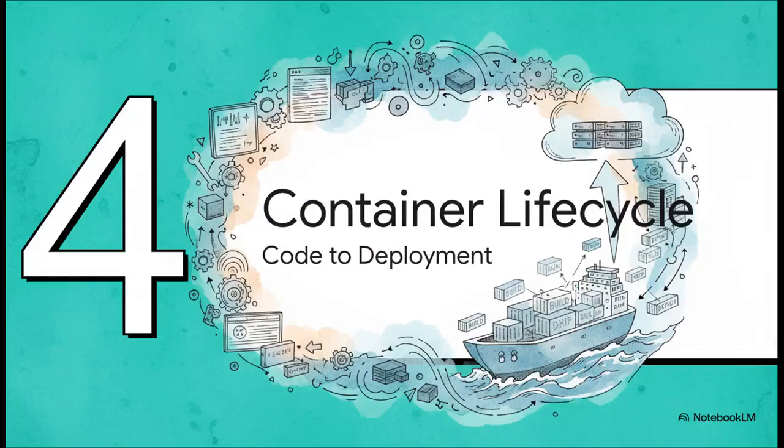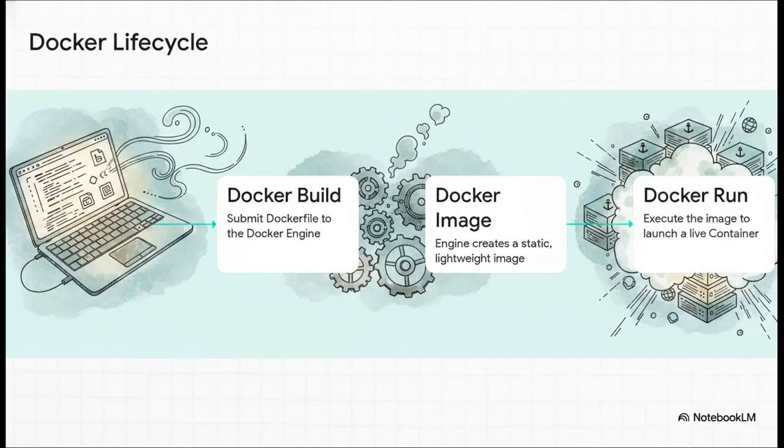Moving to Section 4, let's talk about the practical stuff, the container lifecycle, from code to deployment. Map this out in your head with me. Let's say you're building a simple, real-world web application. Step 1, you write a basic text file called a Dockerfile, and this is where you define your app and all its dependencies. Step 2, you use the command docker build to submit that text file to the Docker engine. Step 3, the engine churns through all your instructions and spits out a static, lightweight Docker image.